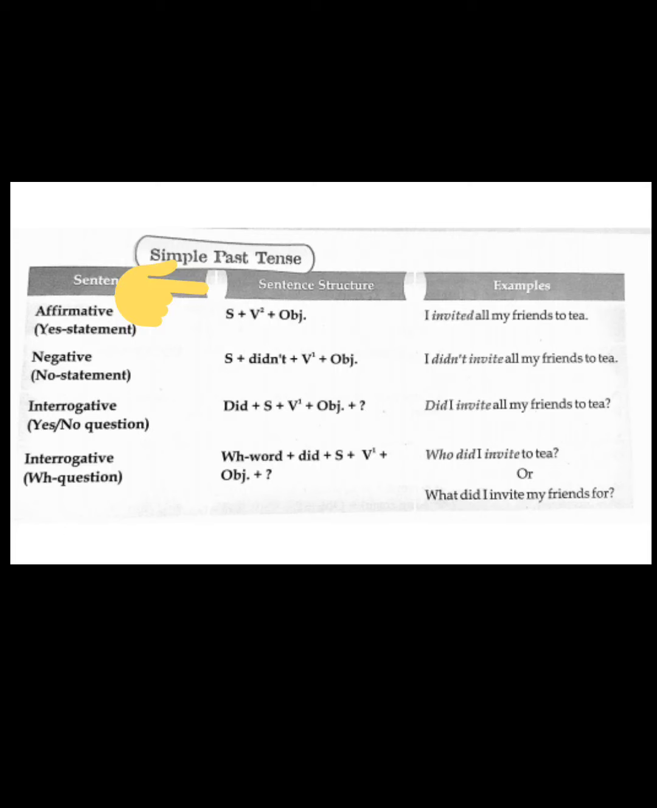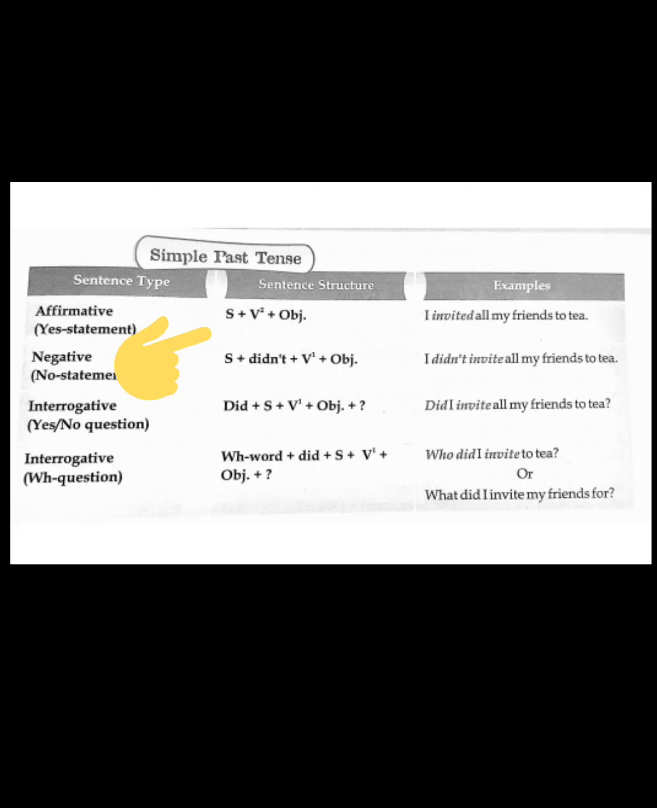Okay, so example can be, I invited all my friends to tea. So here we are particularly using the second form of verb. We are talking about simple past. Okay. So you must learn all the verb forms. Verb first form, second form and third form. Then what happens in negative case? In negative case we use did not. That is also known as didn't. So subject plus did not plus verb first form plus object.